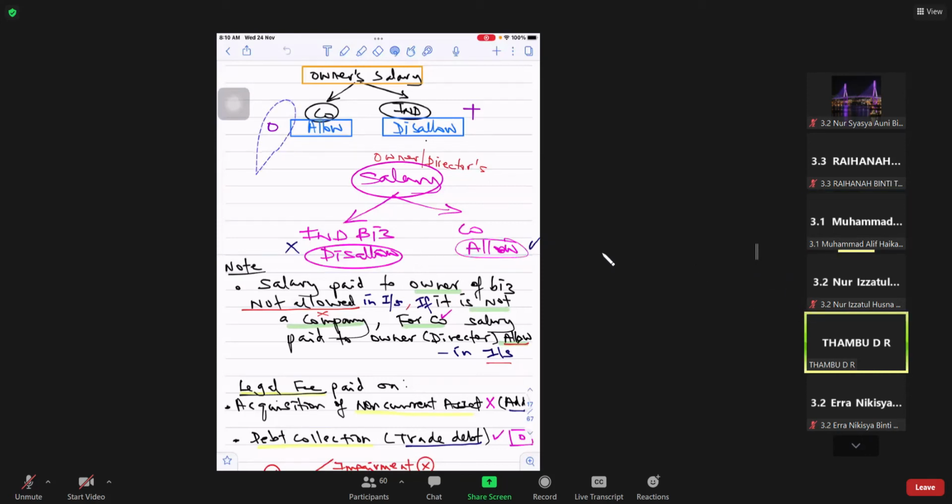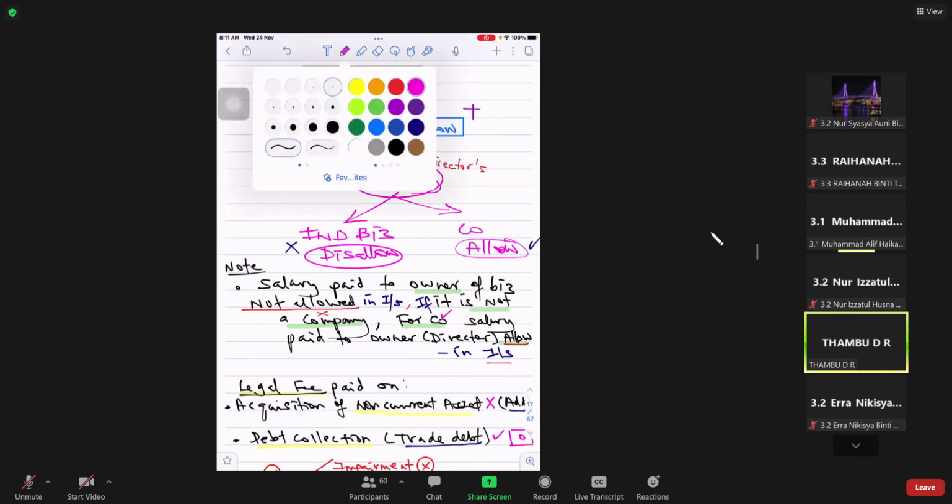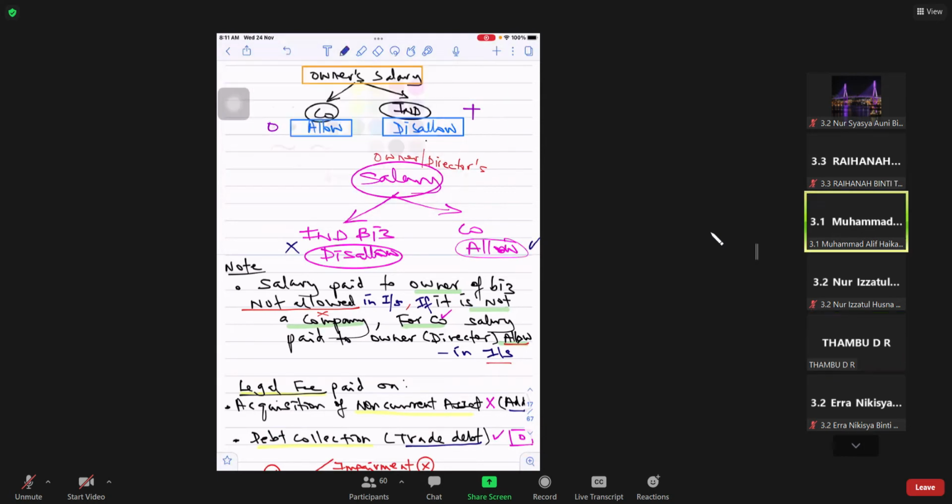That is company law. All right, for example, you are the owner director. Owner director salary, company allow, we do nothing. Allow means nothing or nil. If it's an individual business, cannot, we will add back.